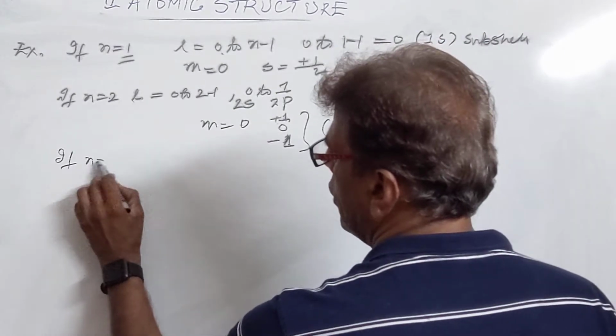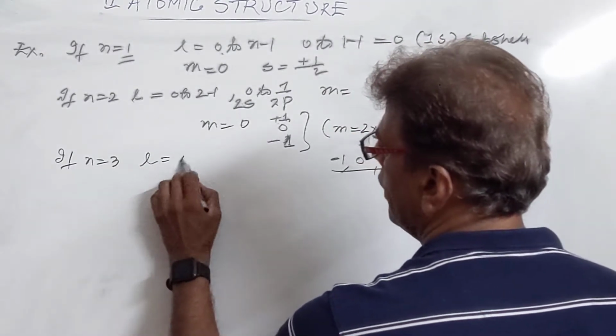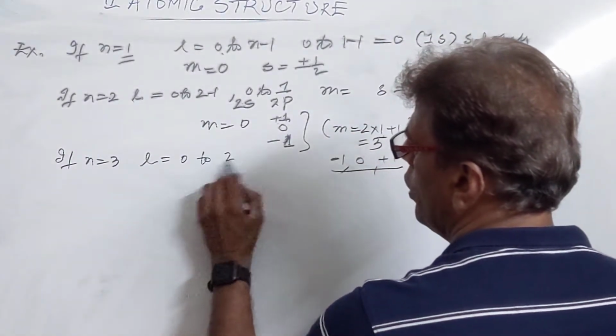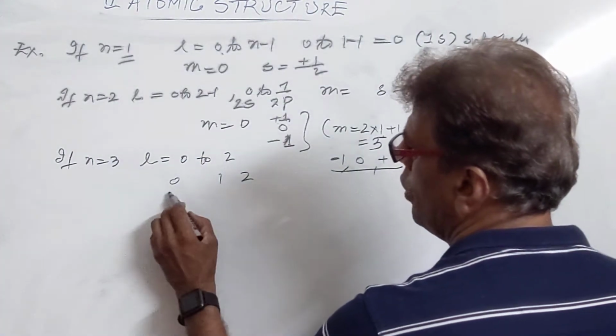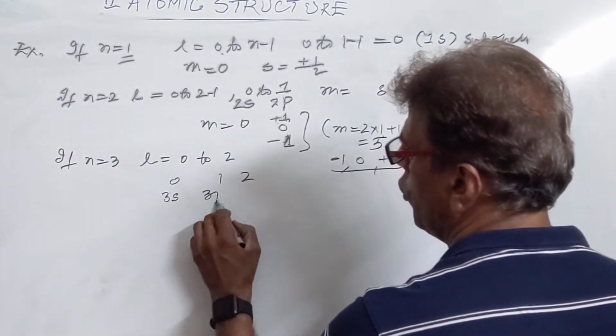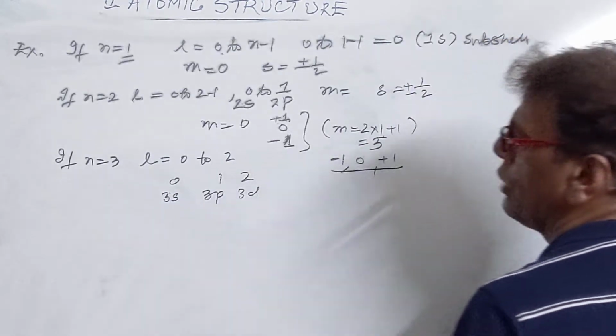Similarly, if n is equal to 3, then L will have three values, 0 to 2, means 0, 1, 2. 0 will be for 3s, 1 will be for 3p, this will be for 3d subshell.